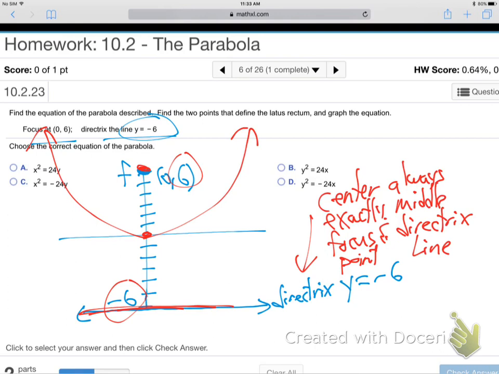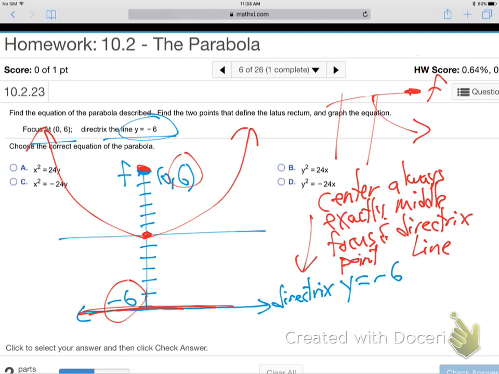Okay, so there's the picture. The directrix line is always behind the parabola. So for example, what if I had a parabola going to the right? Where would the directrix line be? It'd be over here, and the focus would be in there. Same distance, and the center's in the middle of them. That making sense? It's always behind.